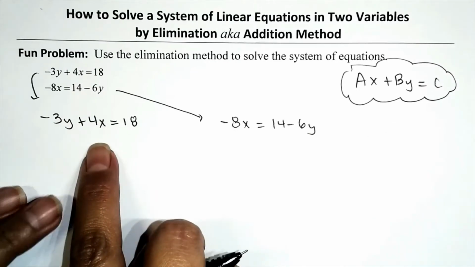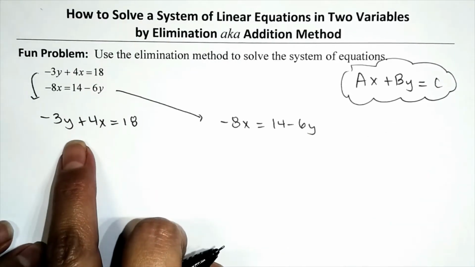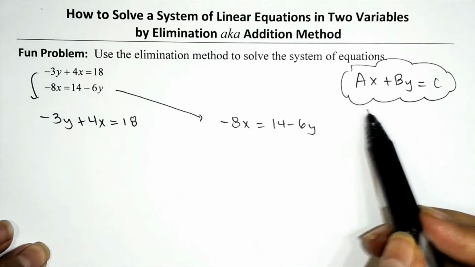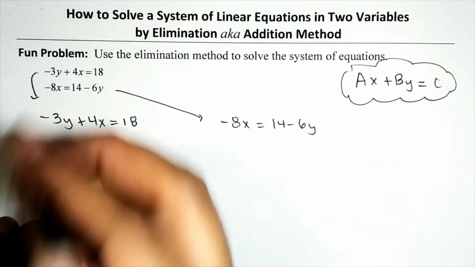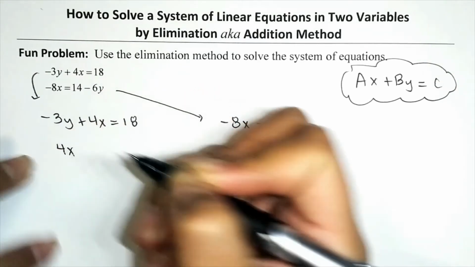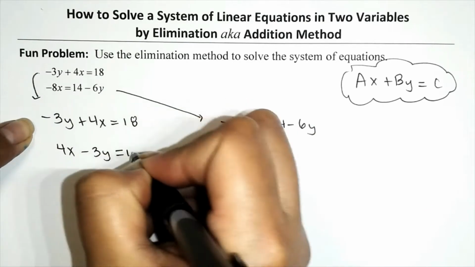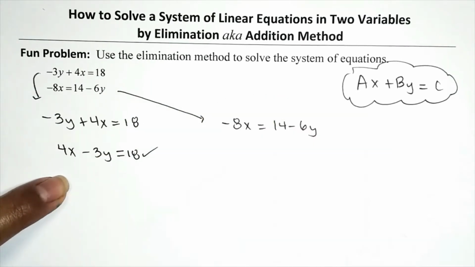So the first equation, we do have the variables on one side, constant on the other, but we need to have x, y equals numbers. So we'll put the 4x first. 3y is negative, so we'll put minus 3y equals 18. Cool. It's in standard form, so we're good.